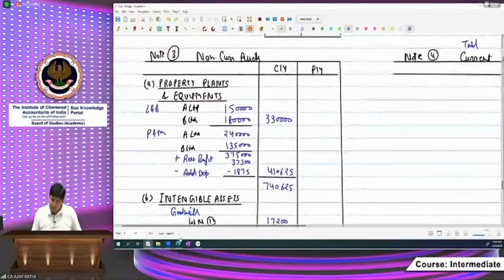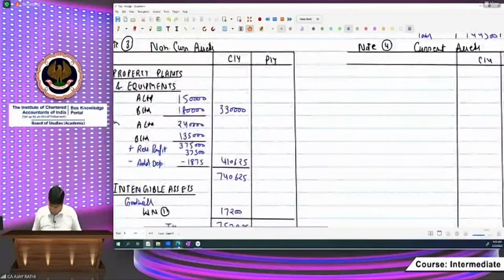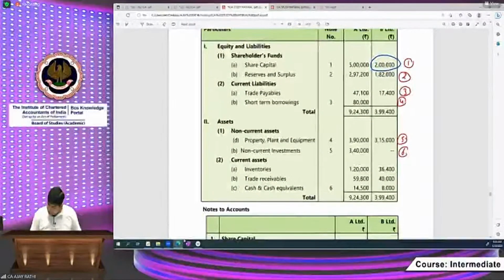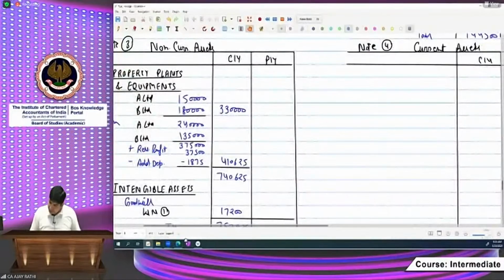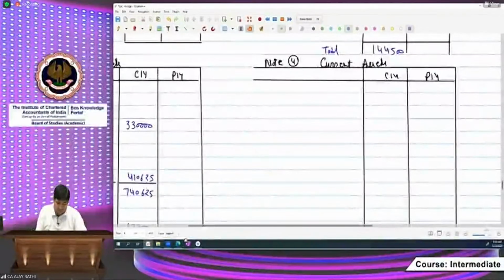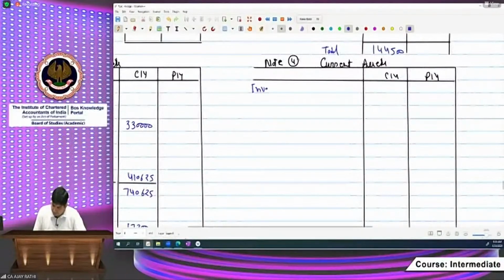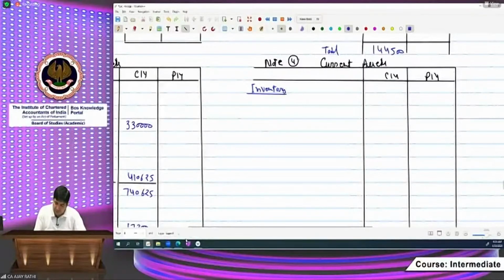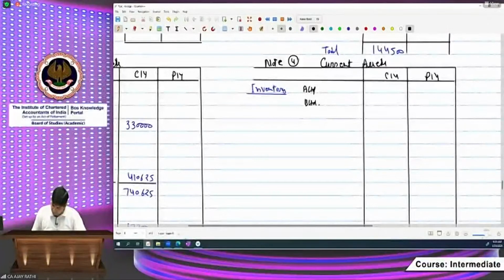And after that, we are considering now next one as per the line by line. That is next one is 7th number, for inventory. Inventory will be in current assets, of course. Please give a heading. Inventory. A limited and B limited. Yes. So inventory is there.